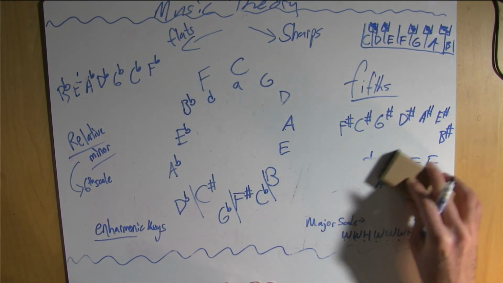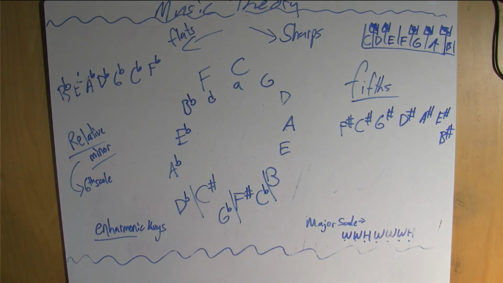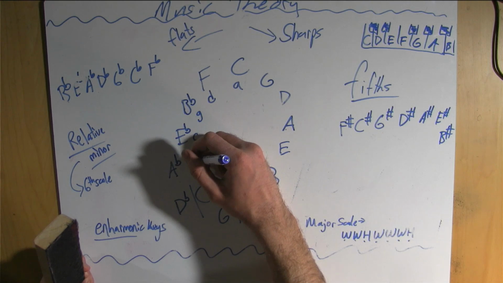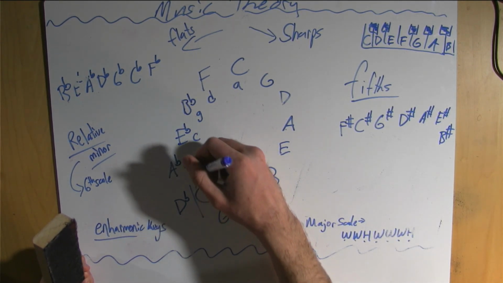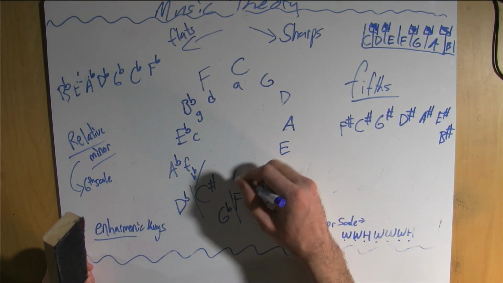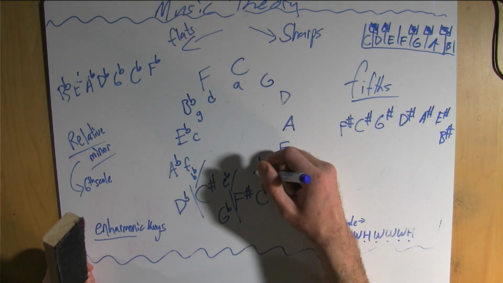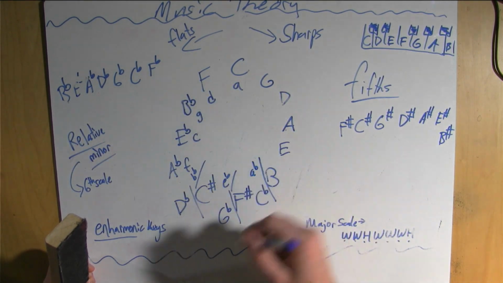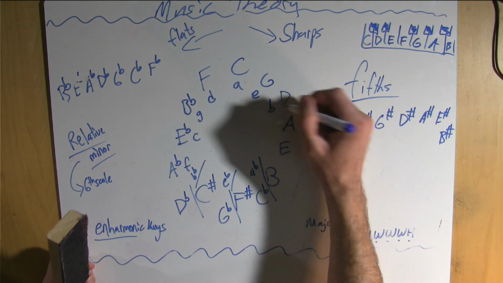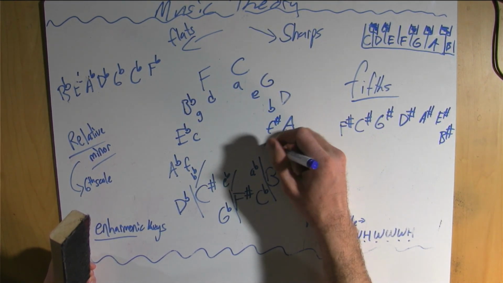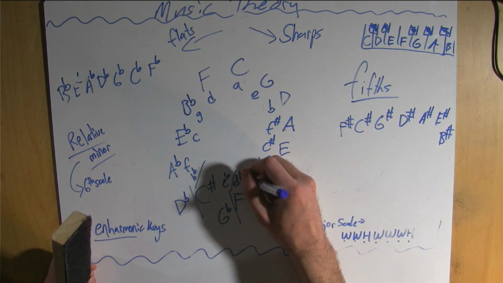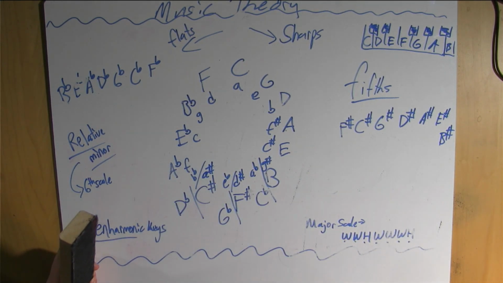The same thing can be done for every single key. For B flat, it would be G minor. For E flat, it would be C minor. A flat would be F minor. For D flat major, it'll be B flat minor. For G flat, it'll be E flat minor. And for C flat, it'll be A flat minor. On the flip side, for the sharp keys, E minor, B minor, F sharp minor, C sharp minor, G sharp minor, D sharp minor, and A sharp minor.